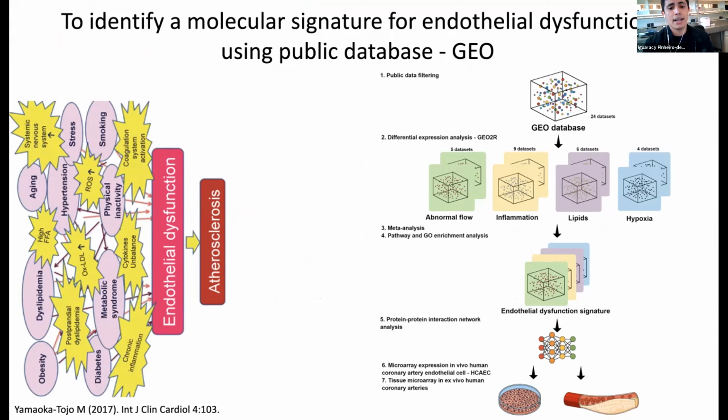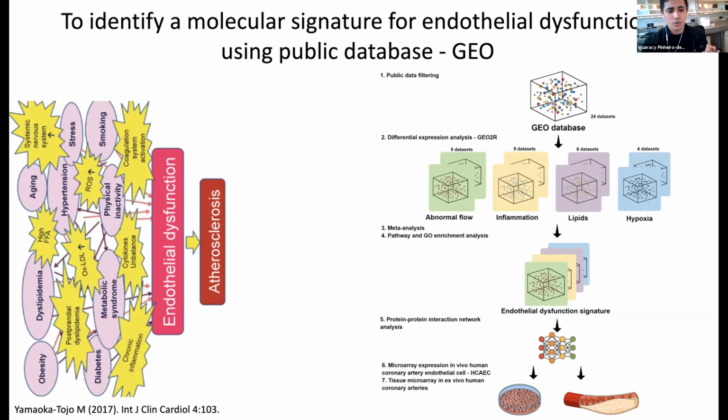So based on that, I went to the GEO database to identify experiments that had these main influence factors that induce endothelial dysfunction. And we ended up with 24 datasets that we can see here. The main ones are abnormal flow, inflammation, lipids, and hypoxia.